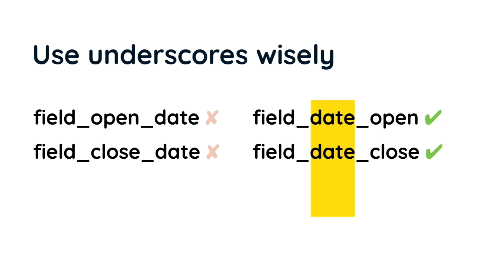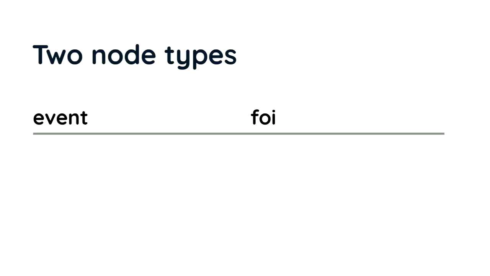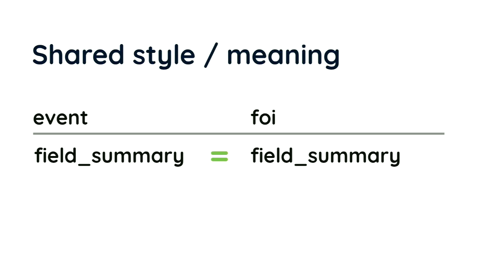And it flows into this discussion of when do I reuse a field, which is another really big content modeling thing. So let's say I have two node types. I've got an event, and I've got a freedom of information request content type. Anything that shares style and meaning, try to reuse the field and try to keep the name of the field as pithy as possible to that meaning.